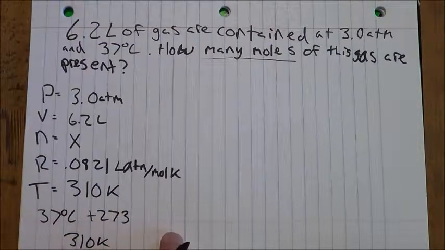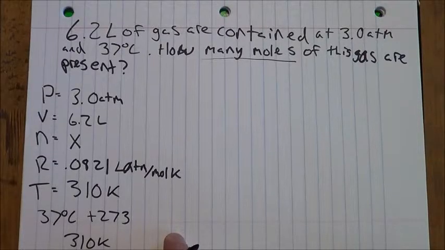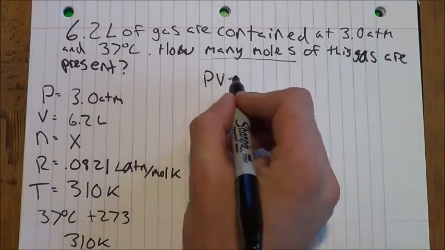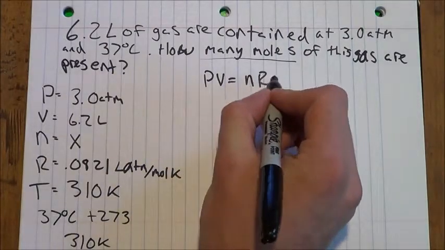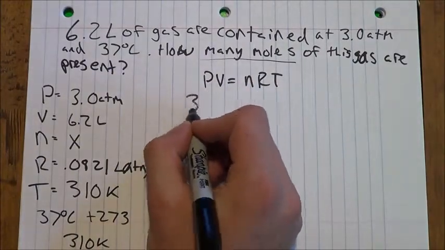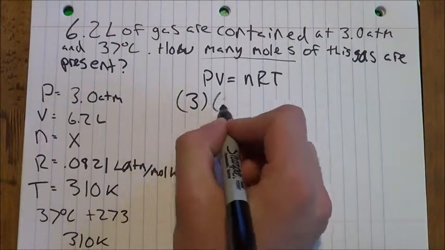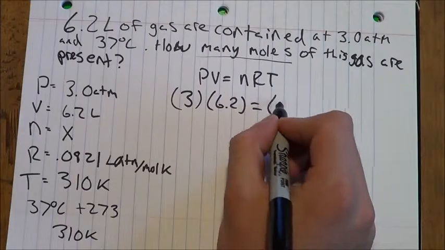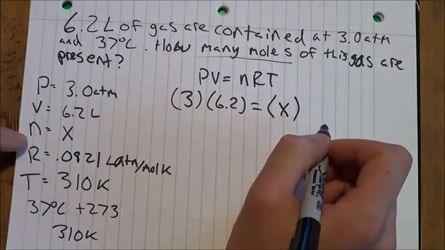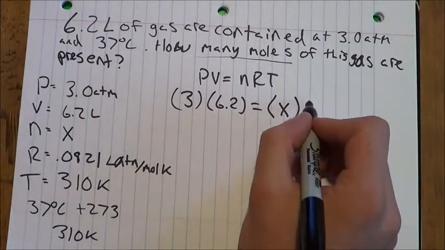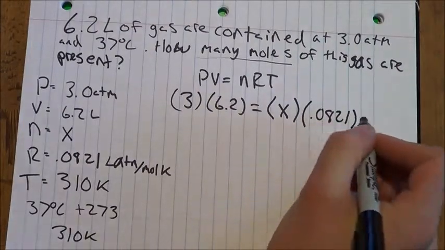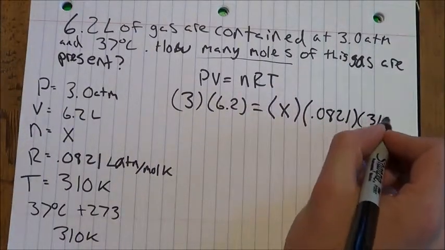So now all you have to do is plug it into the equation and you'll be able to solve for the correct answer. So here we go. We'll have our PIV NERT, which is a great way to remember it. So we plug it in here: 3 times 6.2 equals x, the number of moles we're looking for, times 0.0821, which is our gas constant, and then times 310.